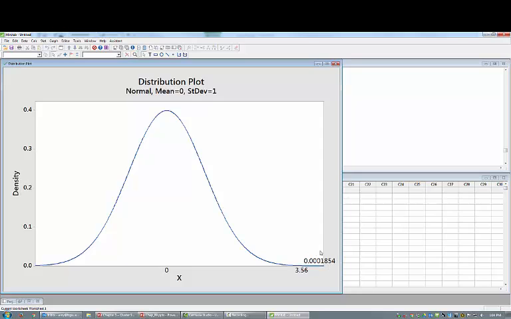Okay, anytime students get a p-value of 0, they get worried that that's not correct. That's great, actually. Okay, so p-value of almost 0, 0.0002.